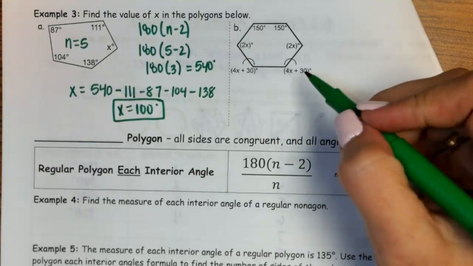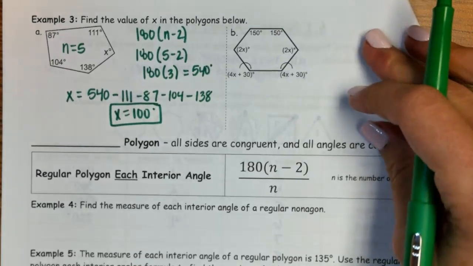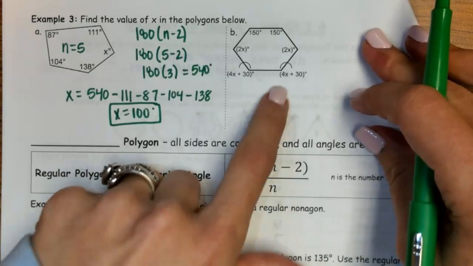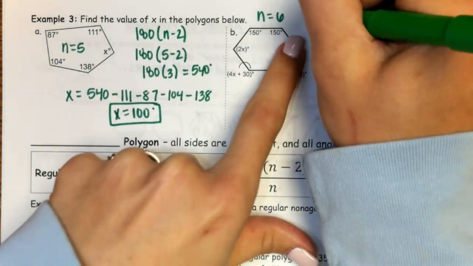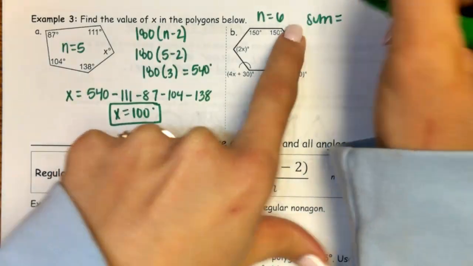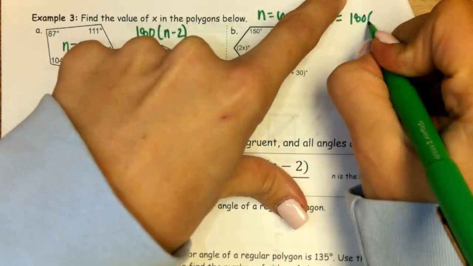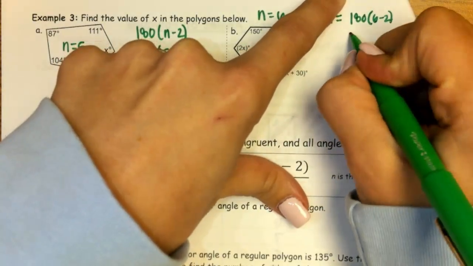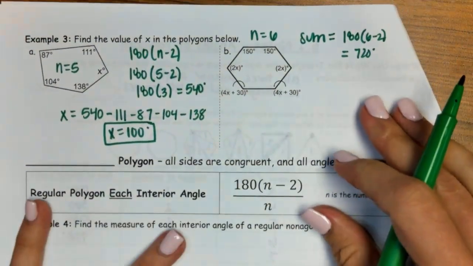Okay, so same concept for problem B, however, now we have a little bit of algebra. I'm solving for x still, and now I have a hexagon, right? There's 6 sides. So I know that my sum, when I take 180 times n minus 2, which is going to be 6 minus 2, or 180 times 4, my sum is going to equal 720 degrees.